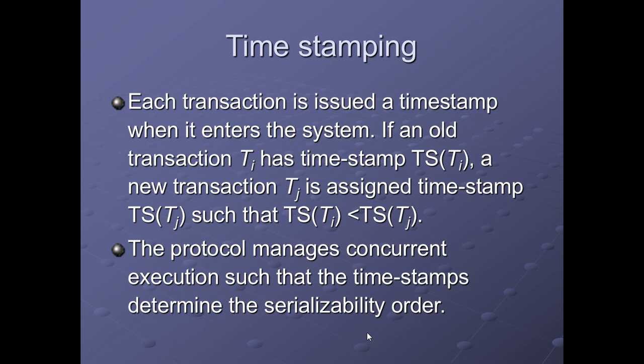Each transaction is issued a timestamp when it enters the system. If an old transaction Ti has timestamp TS(Ti), a new transaction Tj is assigned timestamp TS(Tj) such that TS(Ti) is less than TS(Tj). The protocol manages concurrent execution such that the timestamps determine the serializability order.